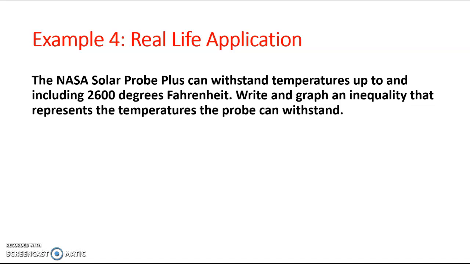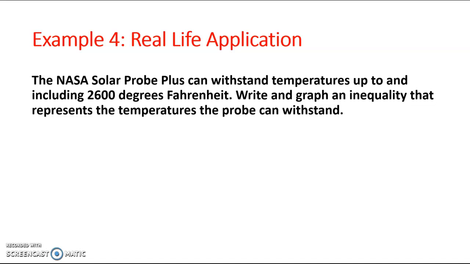So example number 4: the NASA solar probe can withstand temperatures up to and including 2,600 degrees Fahrenheit. Write and graph an inequality that represents the temperature the probe can withstand. So in order to successfully answer this problem, I need to create an inequality based on the situation. So I have to write an inequality, and then I'm going to graph it. Okay, so let's go ahead and begin.